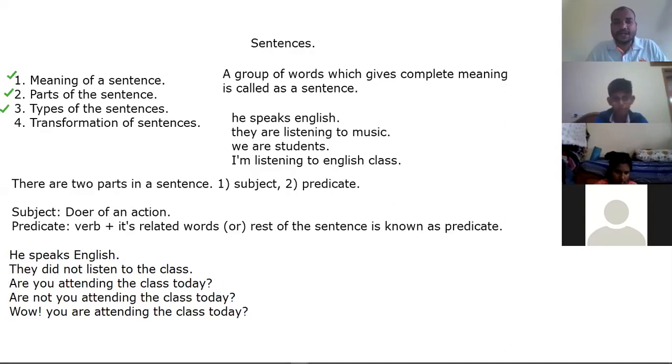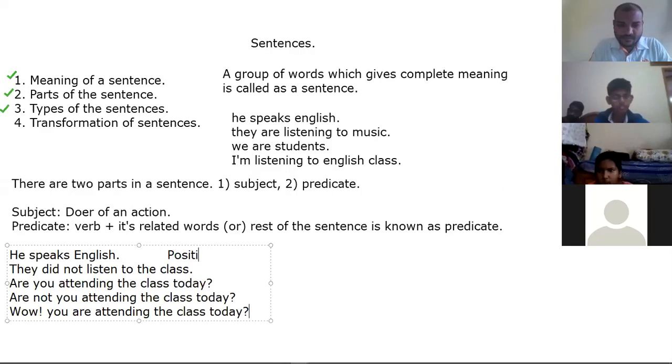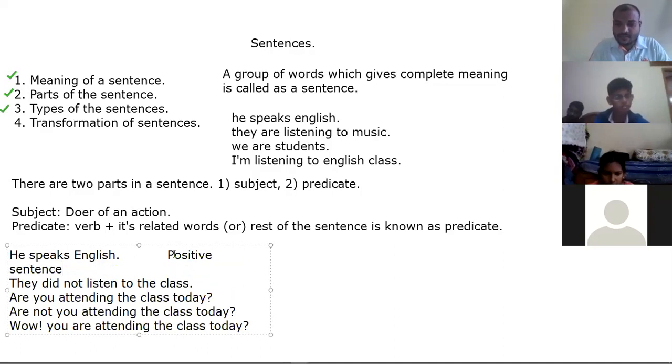Let me give you the clear picture about the types of sentences. Okay. So first one. Is there any negative word? What is meant by he speaks English? He speaks English means he is speaking English. Right? Say yes or no. Are you able to understand it or not? Yes, sir. Right. Can we call it a positive statement?